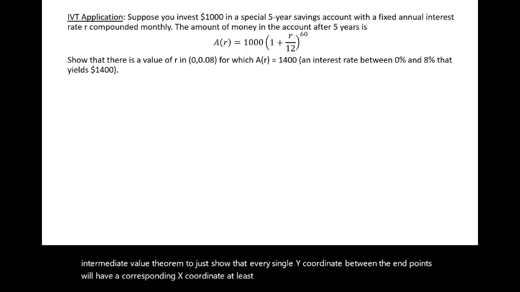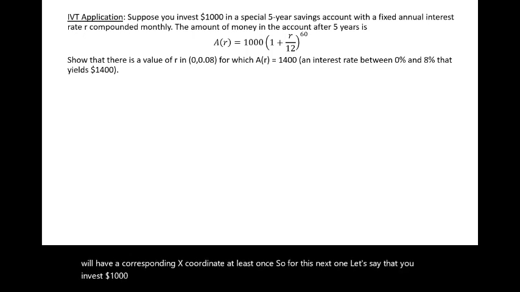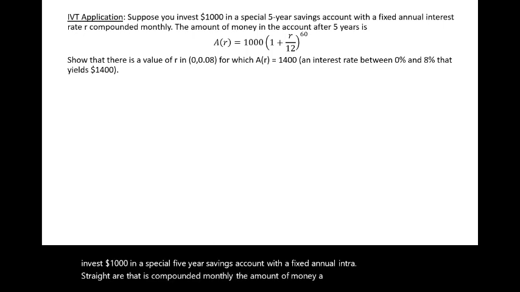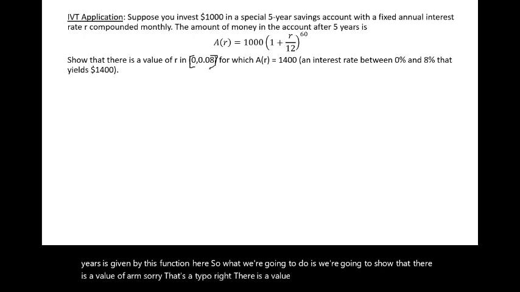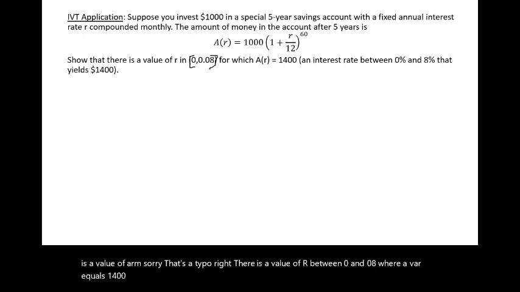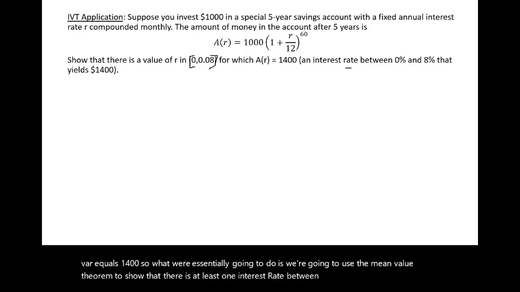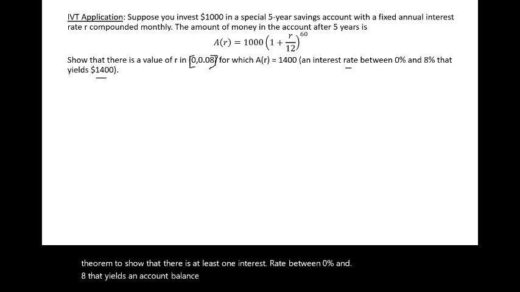So for this next one, let's say that you invest $1,000 in a special 5-year savings account with a fixed annual interest rate R that is compounded monthly. The amount of money, A of R, in the account after 5 years is given by this function here. So what we're going to do is show that there is a value of R, I'm sorry, that's a typo right there. There is a value of R between 0 and 0.08 where A of R equals 1400. So what we're essentially going to do is use the intermediate value theorem to show that there is at least one interest rate between 0% and 8% that yields an account balance of exactly $1,400.